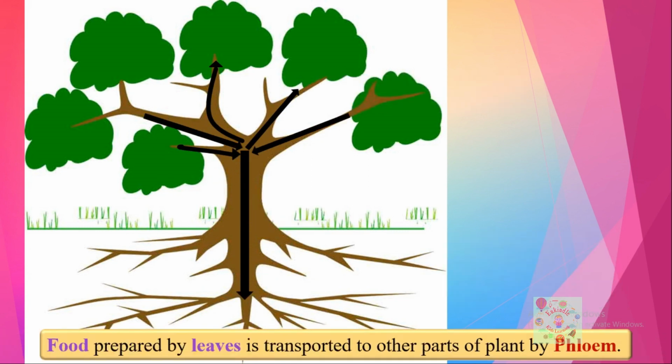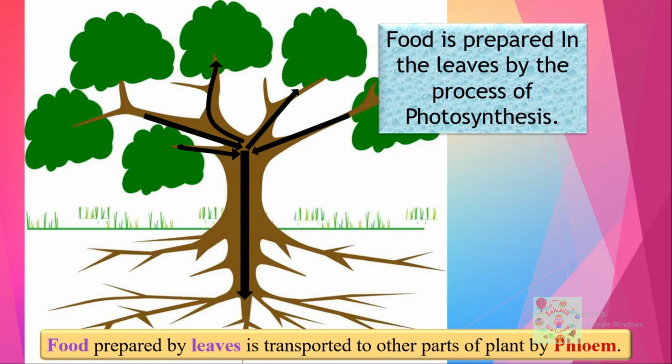Alright, we also know that food is prepared by the leaves in the plant by the process of photosynthesis. Now, this food is transported to other parts of the plant again by the stem with the help of special tubes called phloem. So what we studied was water and minerals are transported by xylem and food is transported by phloem to the different parts of the plant.